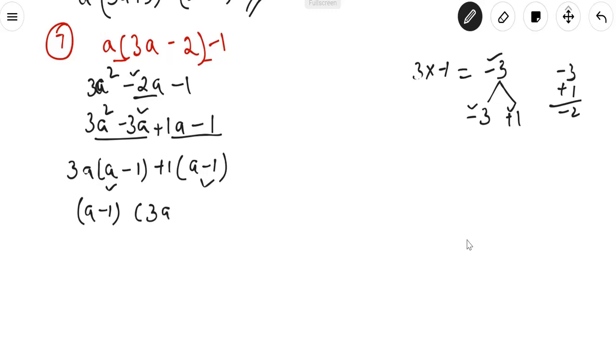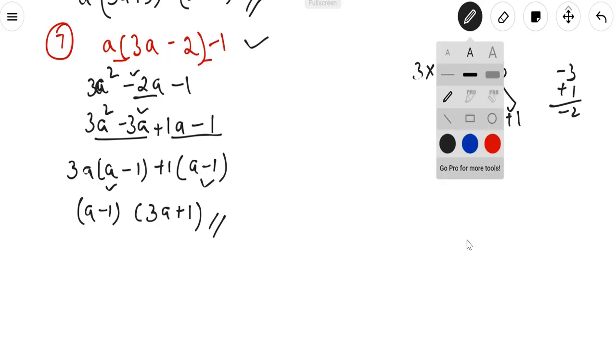3a plus 1. Okay, so these are the two factors of your problem number 7. So this is your very easy problem. The seventh problem is a very easy problem. Okay, so next, what we'll do is problem number 8.